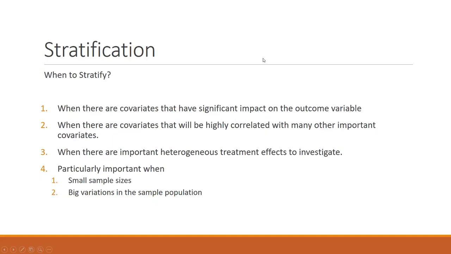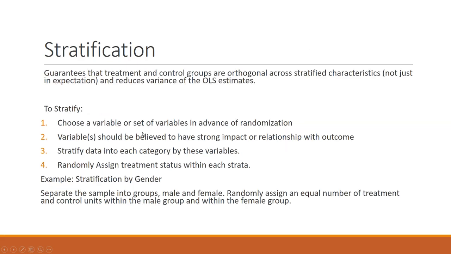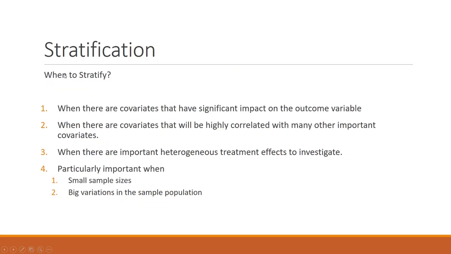I'm going to give you another example in just a second to illustrate it, but let me specify when we stratify. Why do we stratify? When would we do that? We stratify when there are covariates that are going to have significant impact on the outcome variable. That means when there's some variable, some characteristic that we think will have significant impact on the outcome variable. All right, when there are covariates that will be highly correlated with many other important covariates.